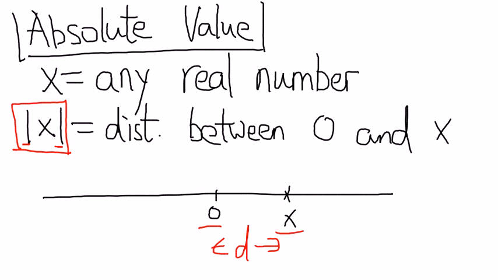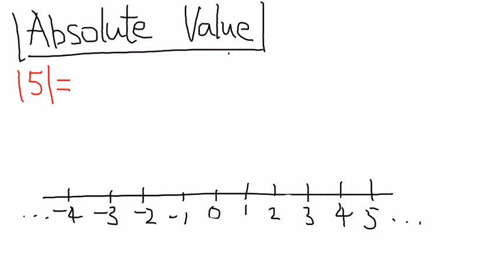Let's look at some concrete examples. What is the absolute value of 5? You look at the point 5. Essentially I'm talking about the distance between the point 0 and the point 5, and definitely the distance between these two points is 5, which means that the absolute value is 5.